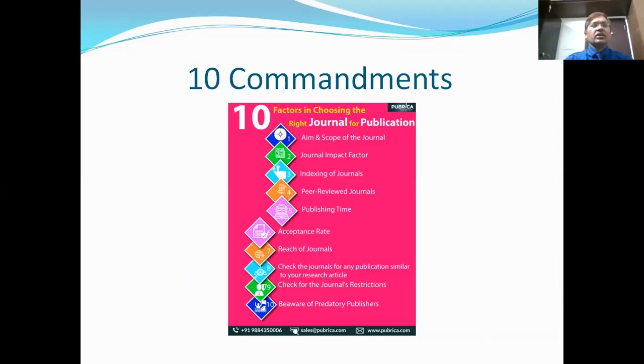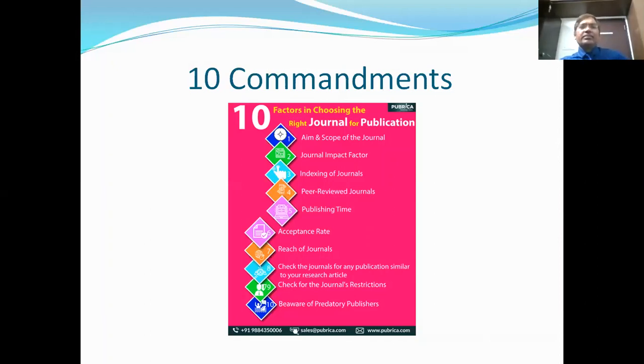So even if you would like to join private universities, you should have some good publications. That is very important. So just aim big, try to publish in a good journal so that your future will be very bright.